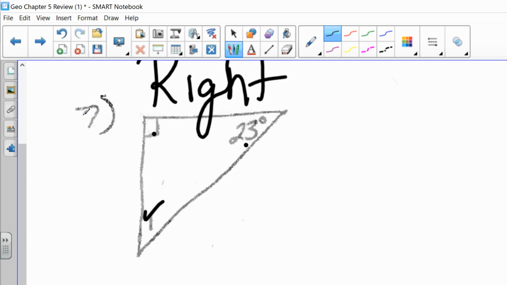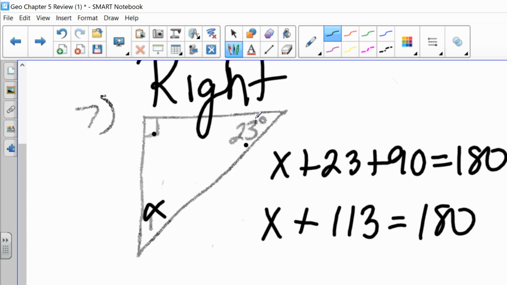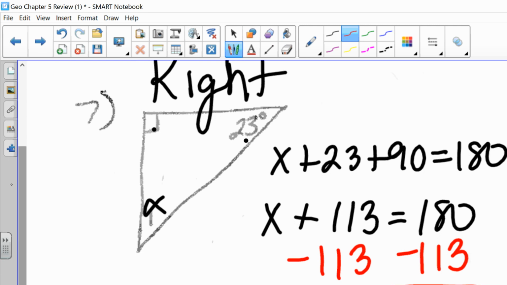So I can say that we'll call this x. x plus 23 plus 90 is equal to 180. We can add 23 and 90, which would be 113, so 113 is equal to 180. Then we can subtract 113 from both sides. This will tell me that x is equal to 67, or we say that the measure of angle 1 is 67 degrees.